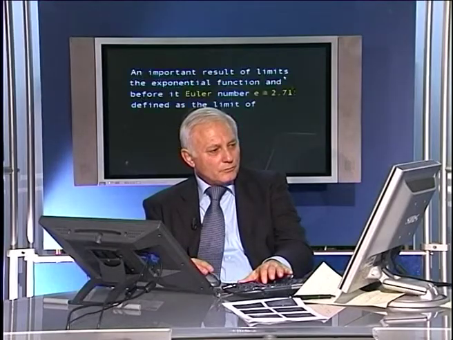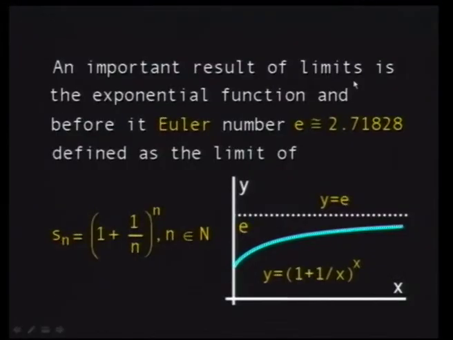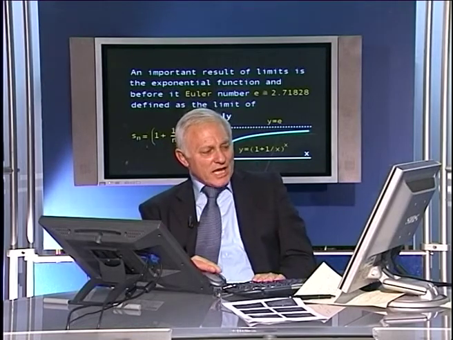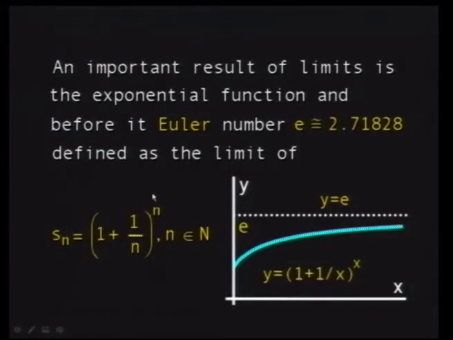Now, an important result of limit is the exponential function. Here we have the Euler number on your calculator, and the Euler number is known from the 17th century, but it has been investigated by a Swiss mathematician called Euler. And this Euler number, you can define in this way. It's a sequence of numbers which converge to the value 2.718, and you can define it as the limit of this sequence. You have 1 plus 1 over n to the power n. In other words, when you take this limit, you find it equal to the value e.